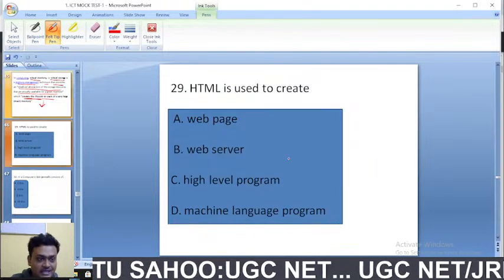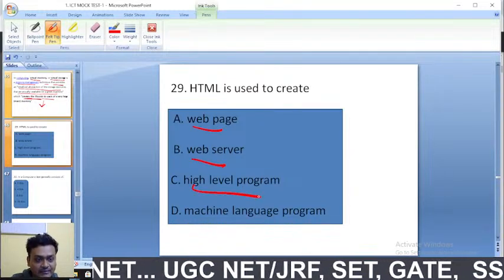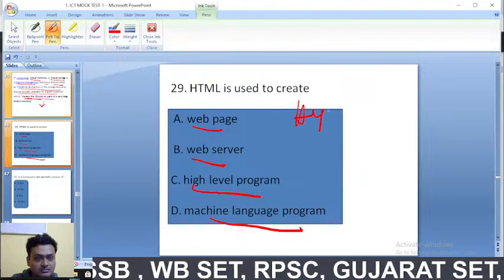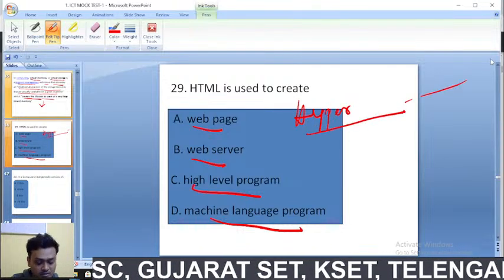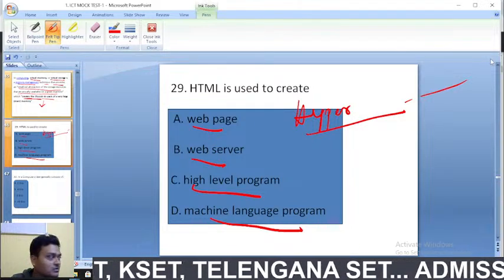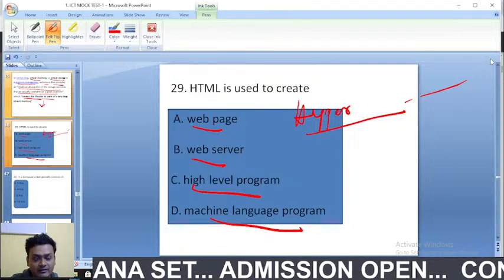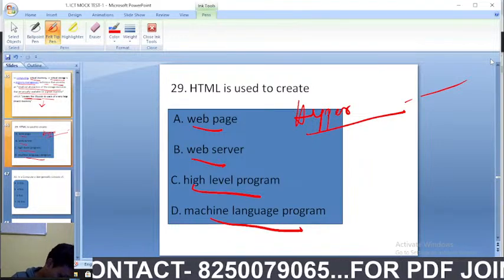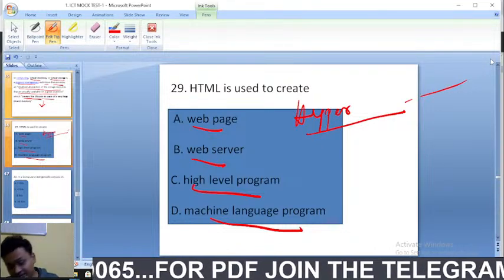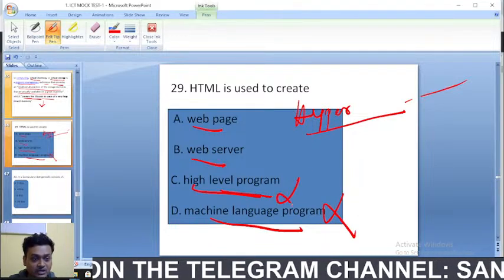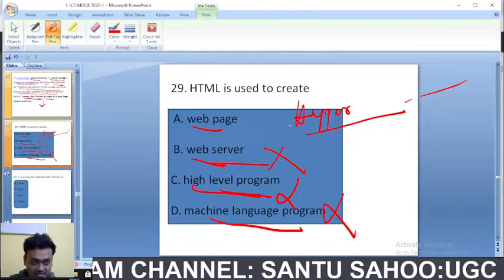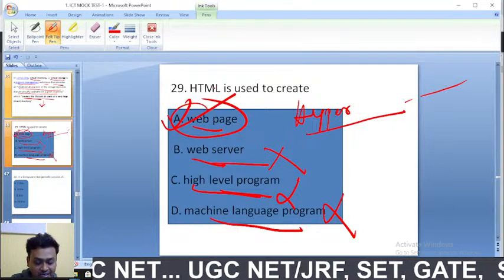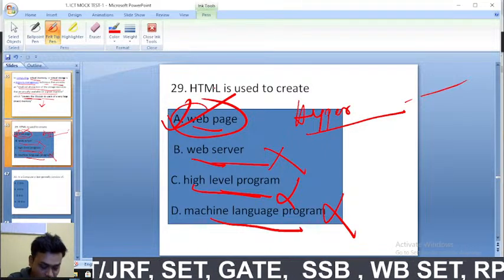HTML is used to create a web page, web server, high level program, machine language program. HTML is hypertext markup language. We use JavaScript, PHP, HTML to create what? Machines only understand binary language, so it cannot be a machine language program, and it is not a high level program or a web server. So HTML is used to create a web page. Hypertext markup language, web page is the right answer. Machines only understand binary language, that is 0 and 1.